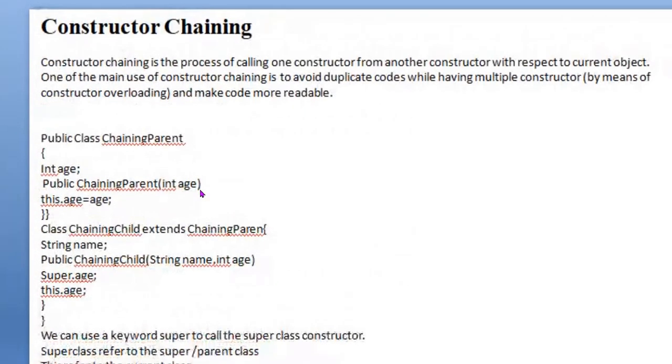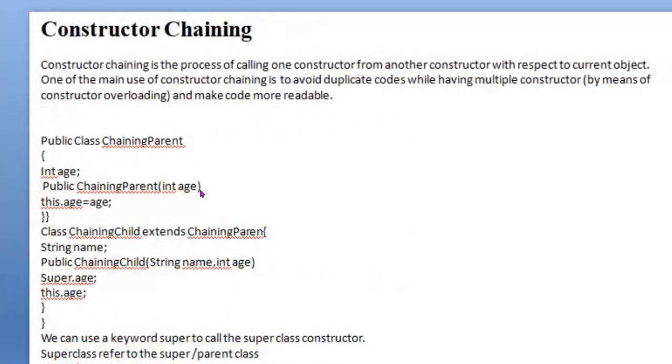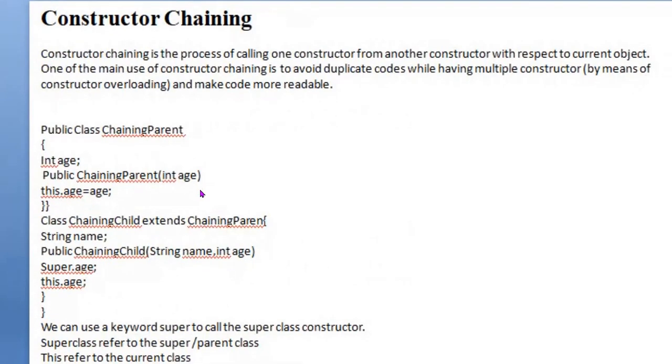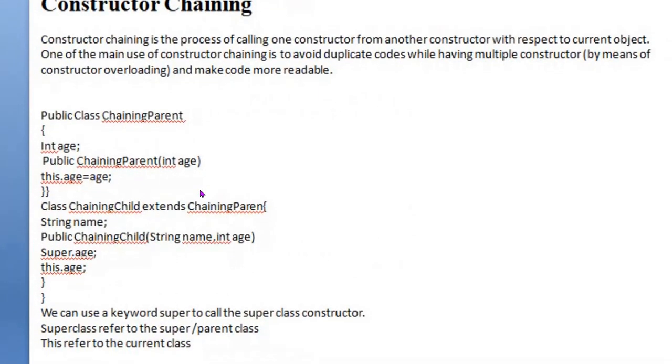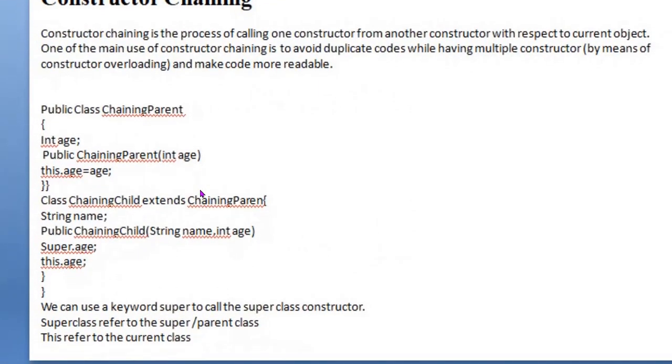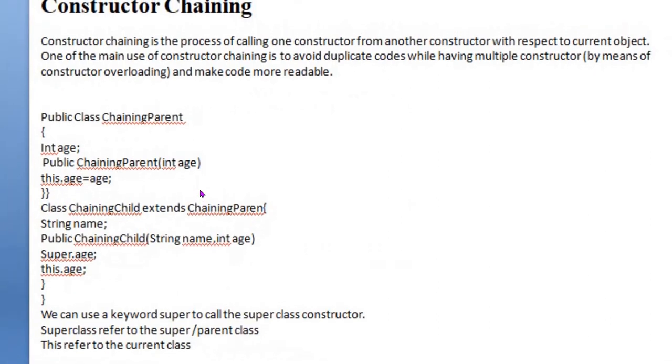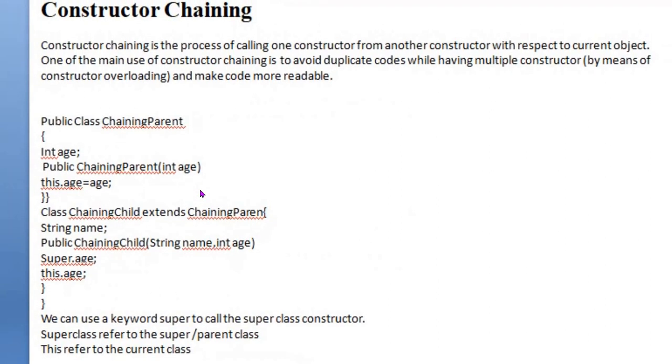Then constructor chaining. This is another type of constructor which is called constructor chaining. Constructor chaining is the process of calling one constructor from another constructor with respect to the current object. One of the main uses of constructor chaining is to avoid duplicate code while having multiple constructors.